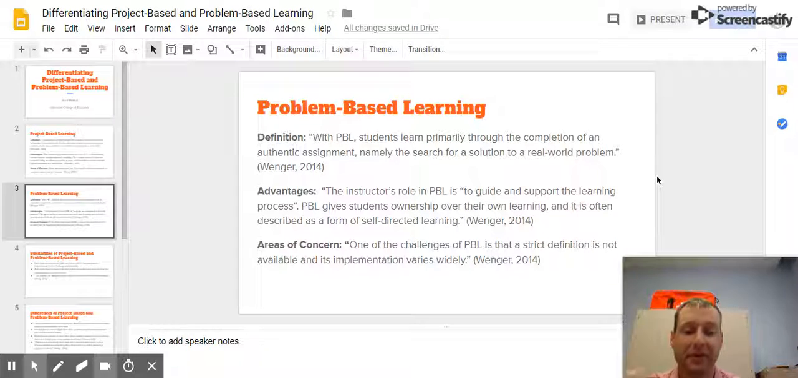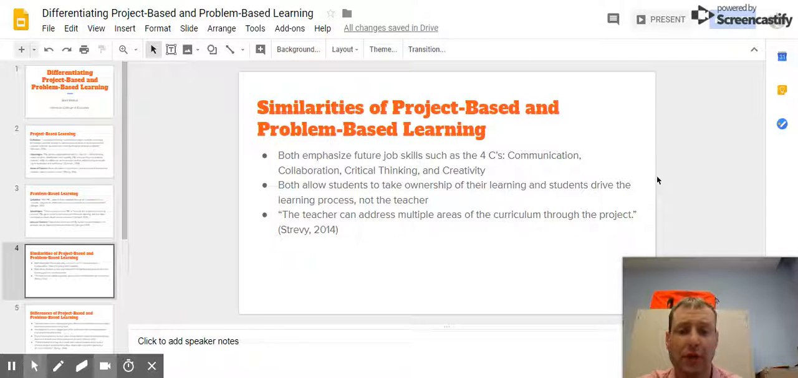Some of the areas of concern, though, is that there is no strict definition of what problem-based learning is. As a result, Wenger says that its implementation varies widely. And I feel like that's sometimes the case for me as well. So there are some similarities and differences in the two types, project-based and problem-based learning. We'll take a look next at some of the similarities of project and problem-based learning.